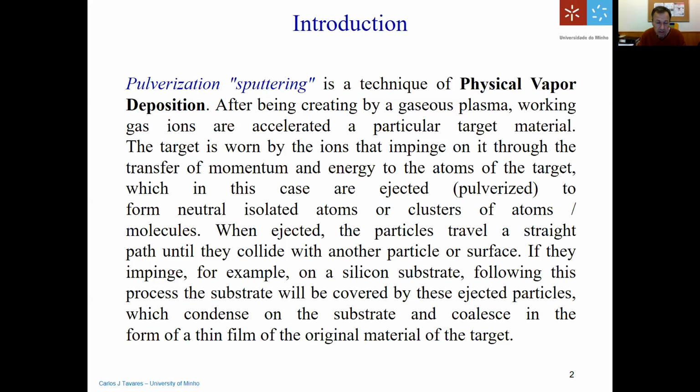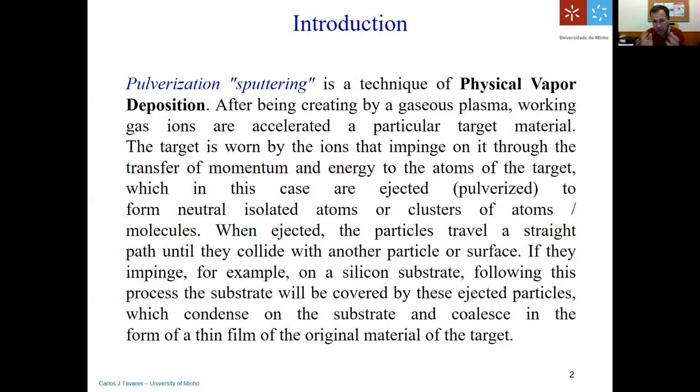So what is being shown here in this slide is that after this gaseous plasma is created, the working gas ions, which are the argon ions, are accelerated to this particular target. In this process, the target is worn by the ions, because if you have a very high flux of ions impacting on this target, it's natural that there's wear on this target, because a lot of the constituents of the target, atoms and molecules, are being taken away. Okay, they are being ejected.